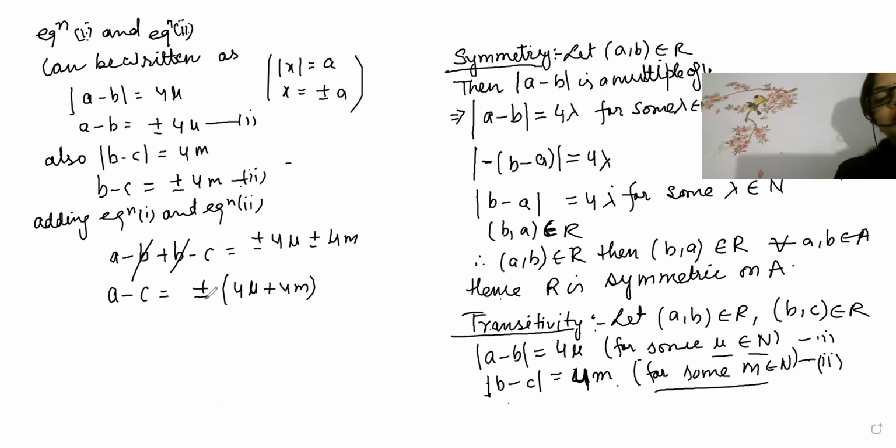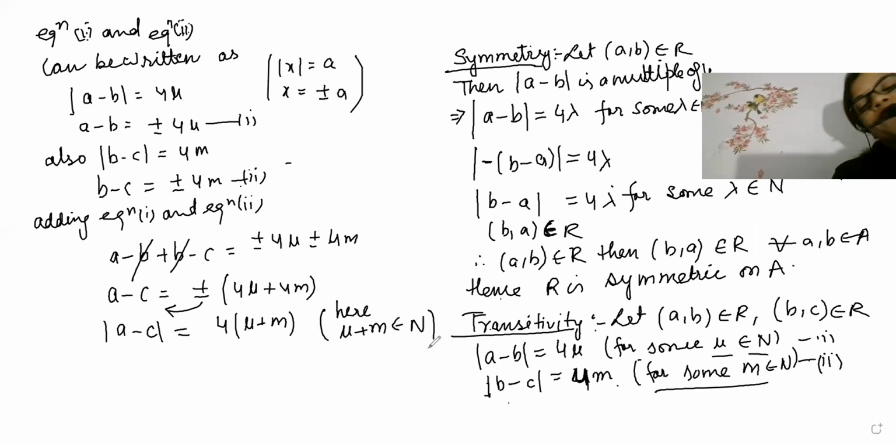Now beta, A minus B, the moment this plus minus shifts to this side, it will become modulus of A minus C, and that will become 4 mu plus m. Here mu plus m also belongs to integer. Beta, again and again I'm saying, if mu is one of the elements of the set of natural numbers, m is one of the elements of the set of natural numbers, then 4 mu plus m will again belong to that set.